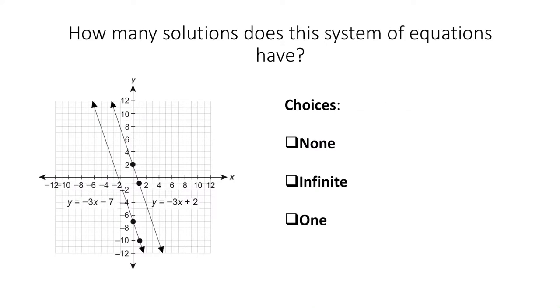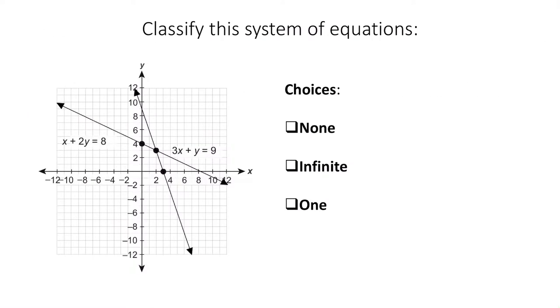So let's look at this graph here. How many solutions does this system of equations have? Well, you can see in this graph I have two parallel lines, so they will never intersect. That means there are no solutions to this system of equations. So what about this system of equations? Notice that they do have exactly one intersection point, right? They intersect at exactly one point, so this system will have one solution.